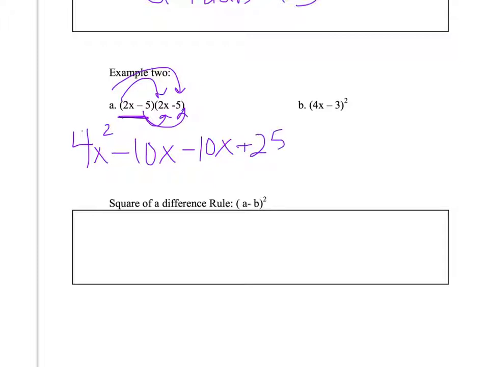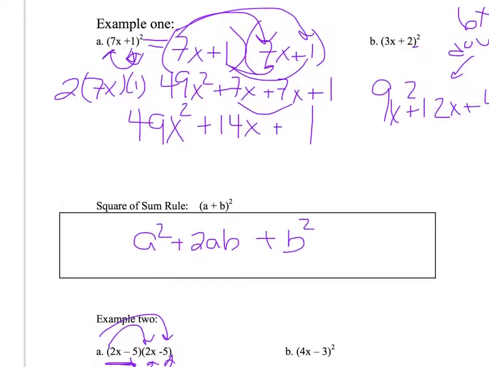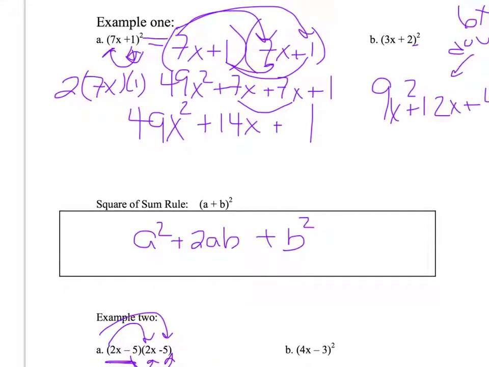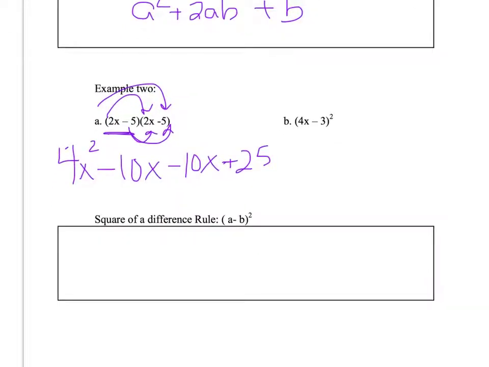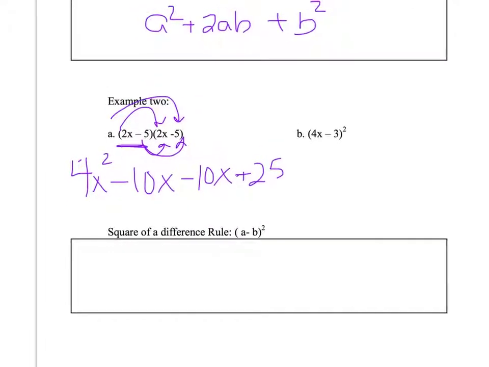Now, let's see, isn't that what happened up here when we doubled that middle term? This time it's just negative. So now you have 4x squared minus 20x plus 25.